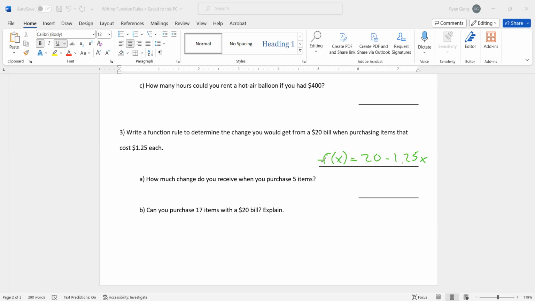How much change do you receive when you purchase 5 items? So you pay with a 20. And the cost was 1.25 times 5, which is $6.25. So it cost $6.25, but I paid with a 20. 20 minus $6.25 is $13.75 would be how much change I would get.